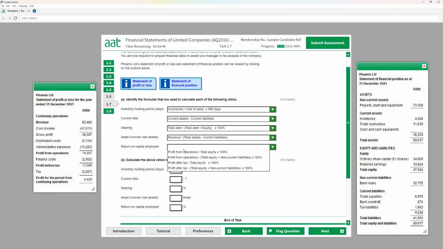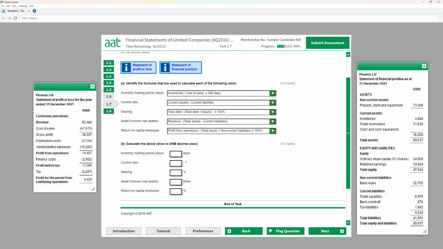The return on capital employed, ROCE, is profit from the operation divide equity plus non-current liability. Profit from operation, not profit after tax, divide the capital employed. Capital employed means total equity plus non-current liability, or you can say capital employed means net asset, or total asset minus current liability, same thing.